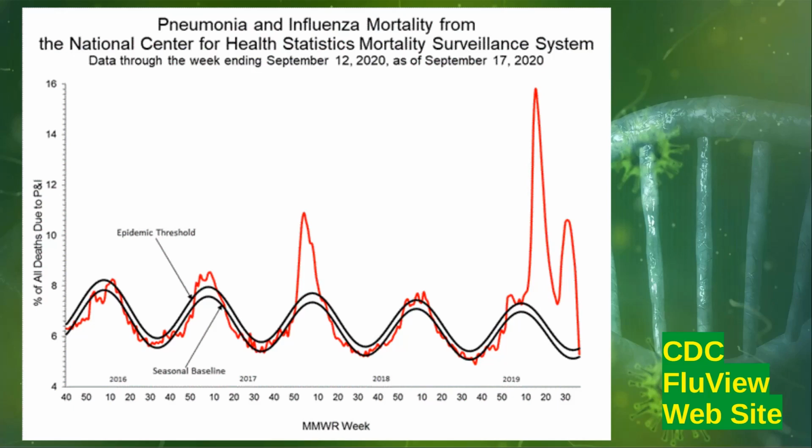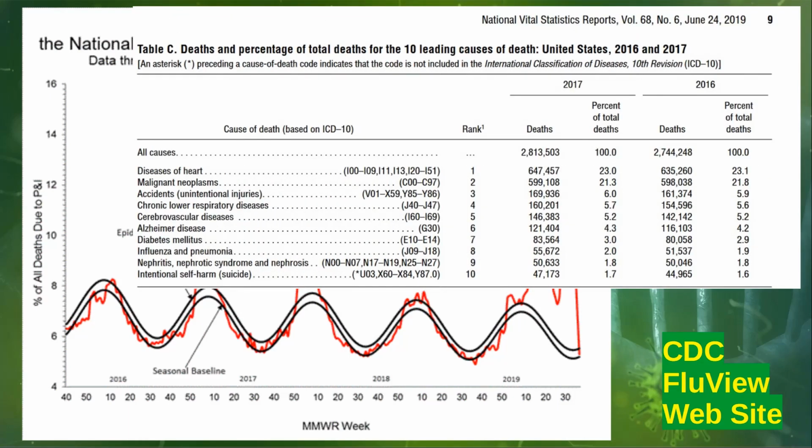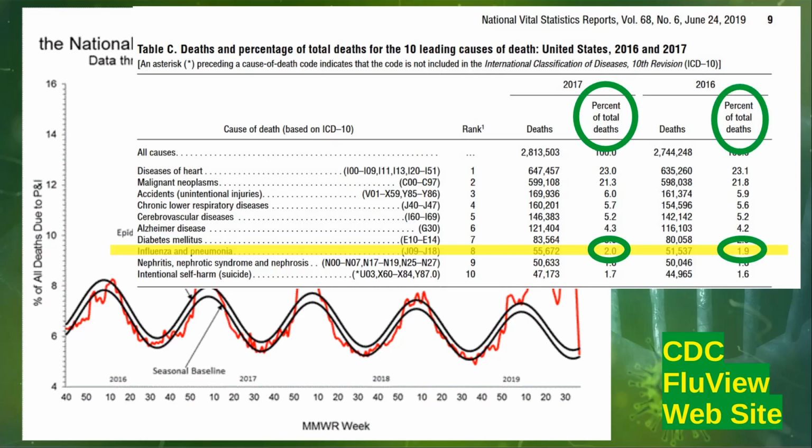This all seems very straightforward, that the numbers are very precisely between about 6% and much larger numbers, 8, 10% during the winter. However, these are the numbers in the leading causes of death report, which reports influenza and pneumonia as the 8th leading cause of death. Here we see the percent of total deaths in 2017 was 2%. The percent of total deaths in 2016 was 1.9%.